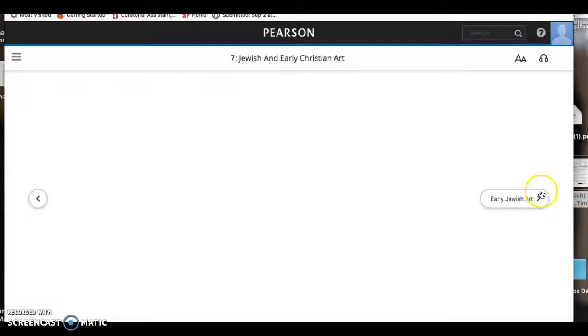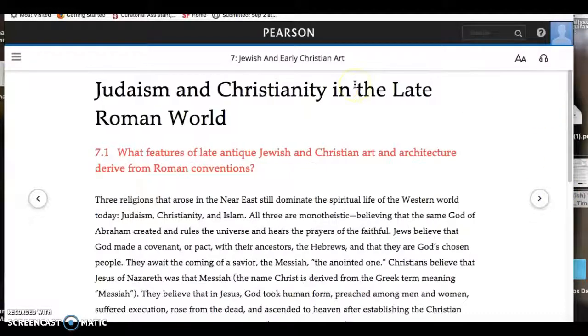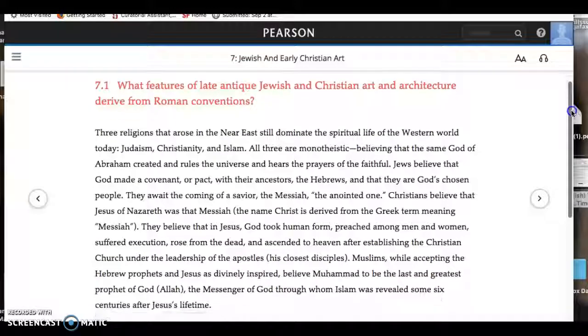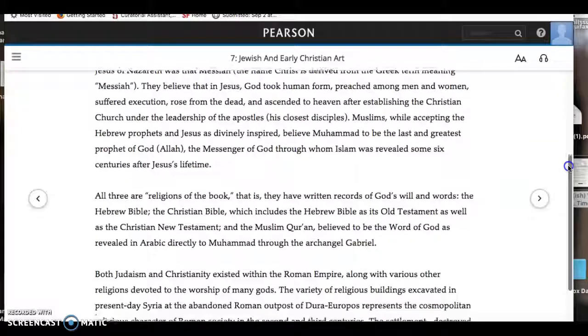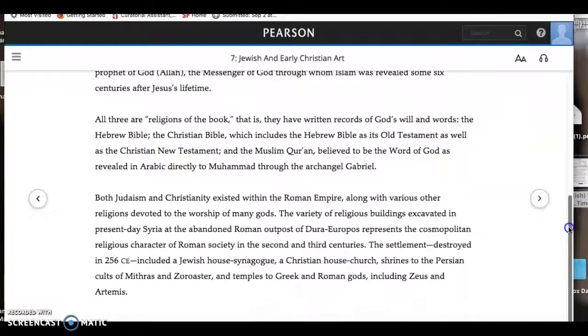So as you move forward in the chapter, your next section will be giving you an overview of Judaism and Christianity. So you'll learn a lot about Judaism and Christianity as religious traditions with a history and a set of beliefs. And they're related to Islam. This chapter doesn't go as much into Islam because it's not yet in existence at this point. In this chapter, we're around 300 CE.